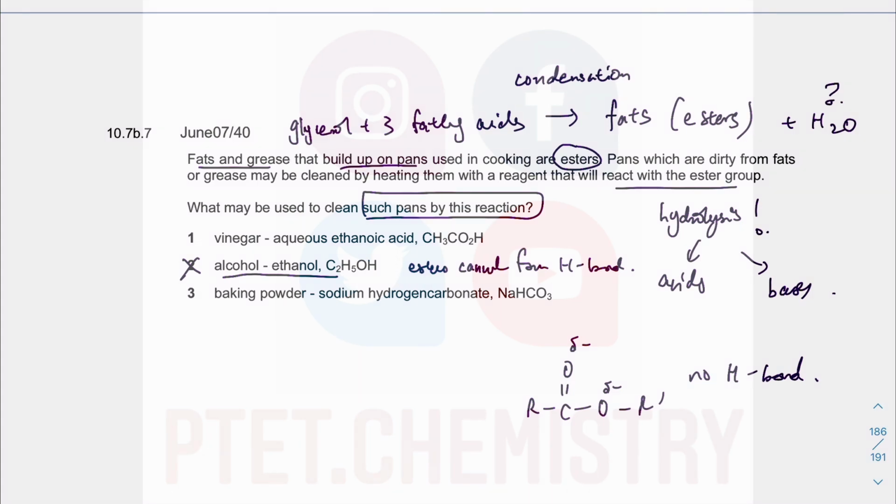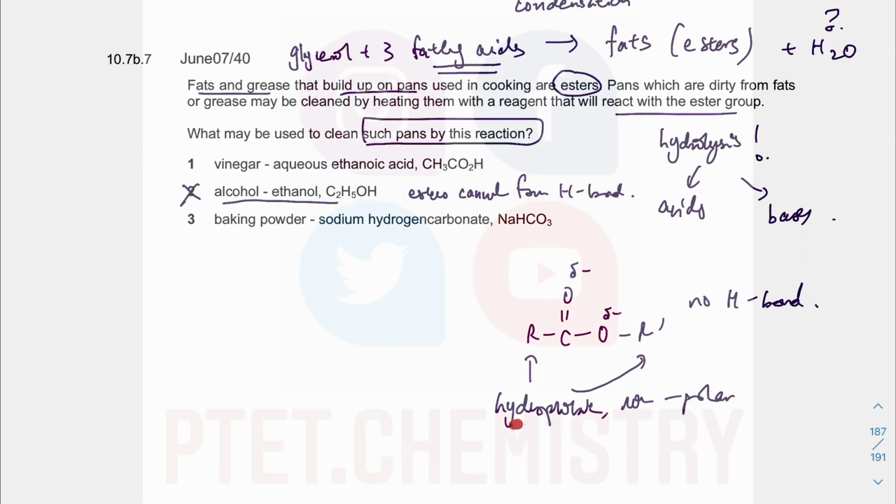So although you can form permanent dipoles with the OH there, you have to remember these are the fatty acid bits. They are really long, so these are hydrophobic, non-polar. People who do A-level biology will have heard of hydrophobic and non-polar groups at the end of your fats, and those make it really difficult to be washed away by this polar solvent, which is ethanol. So I stand by what I said earlier: esters can't form hydrogen bonds, so they are not going to be washed away easily by ethanol.